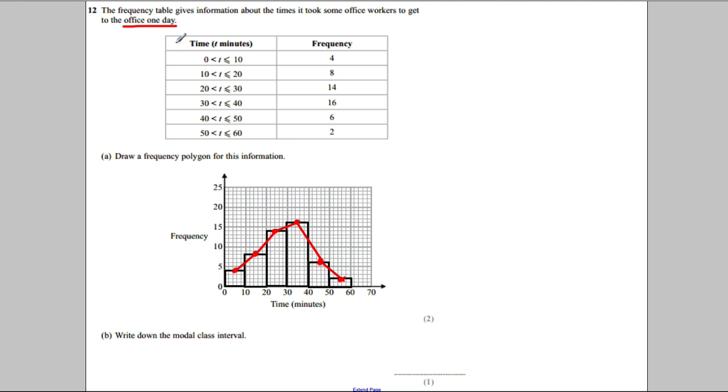It says lastly, write down the modal class, which group came up the most. Clearly you can see that it's in this one, so this group came up the most. We write 30 less than t less than or equal to 40.